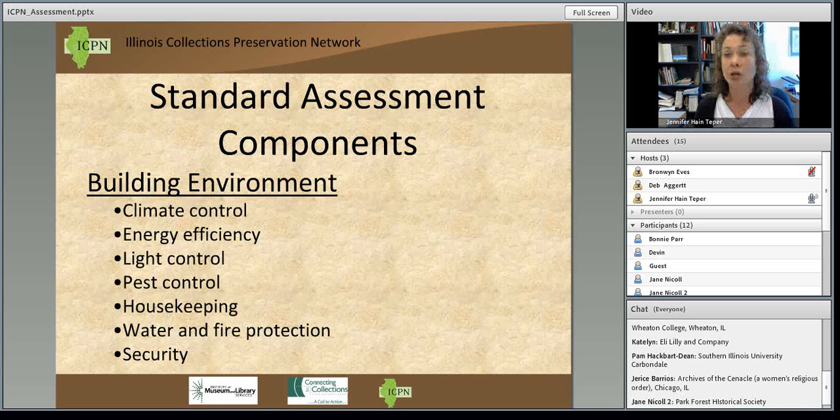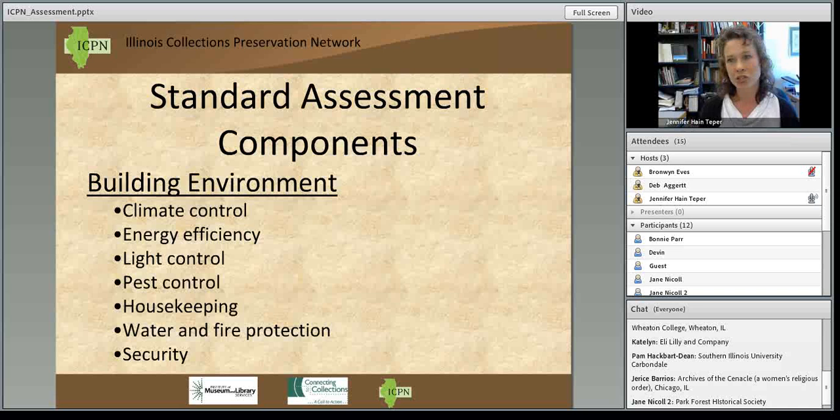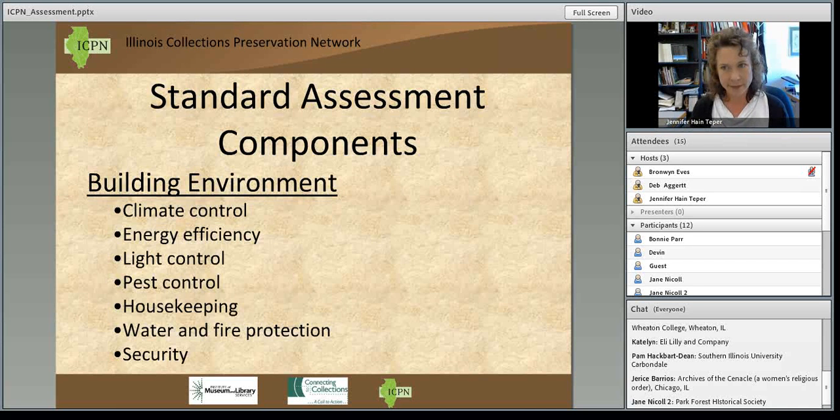And the first one is they're going to look at your building, because clearly the way your building protects your collection has immediate ramifications on the condition of your collection. So it's going to look at things like climate control. Do you have HVAC? Is it on all the time? Do you have humidification control or just temperature control? Is your HVAC window units or is it a solid air handling unit? What kind of energy efficiency does it have?